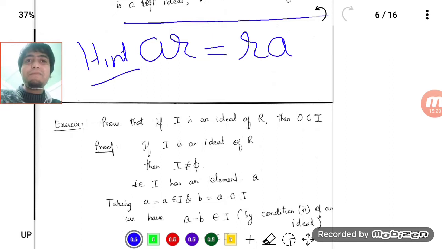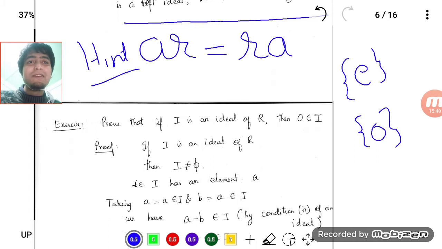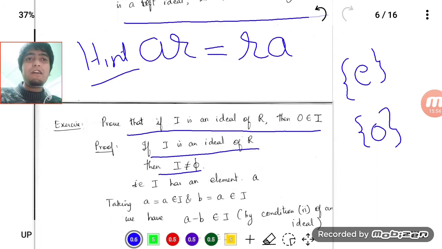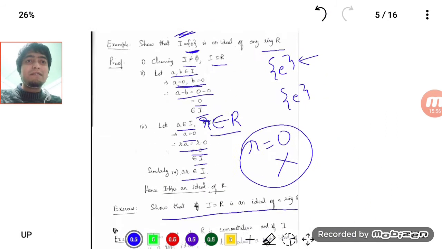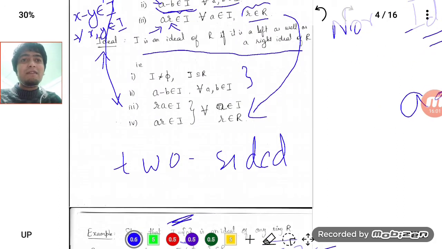Remember, any subgroup contains the element e. Any normal subgroup also contains the element e. Any ideal will always contain the element 0. Let's see. Prove that if I is an ideal of R, then 0 belongs to I. If I is an ideal, because it is an ideal, it has to be non-empty. That is condition 1 of an ideal. Just see the condition 1. See here, I is non-empty, right? Right there.